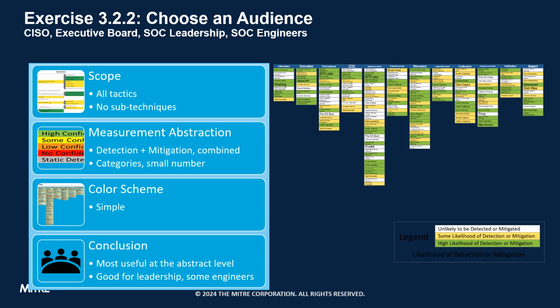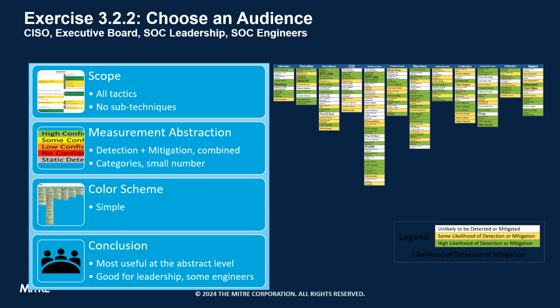Here we have unlikely to be detected or mitigated, some likelihood, and high likelihood. And then we've combined detection and mitigation, which has pros and cons to it. The color scheme is super simple. I know if you've been following along in the course, you've seen this is our favorite color scheme. So that's definitely a positive.